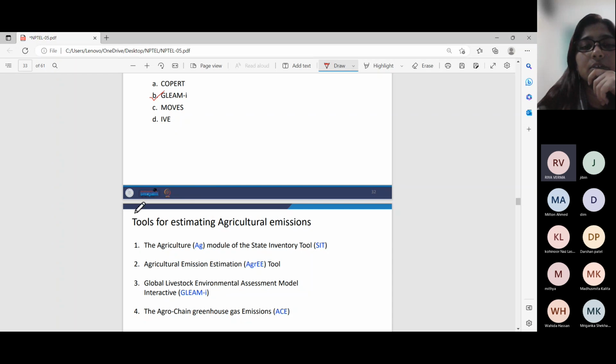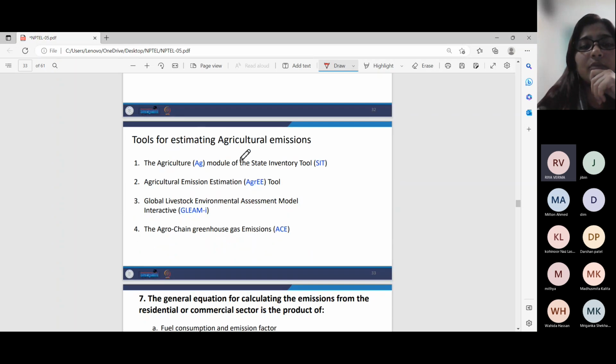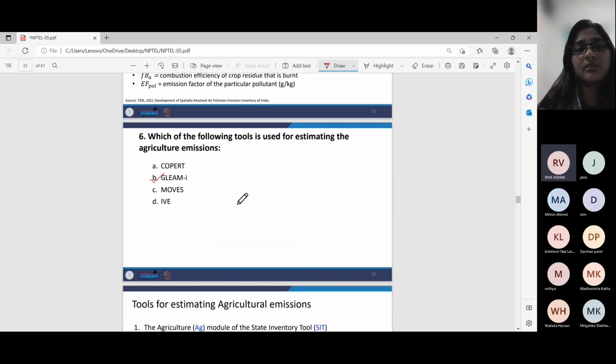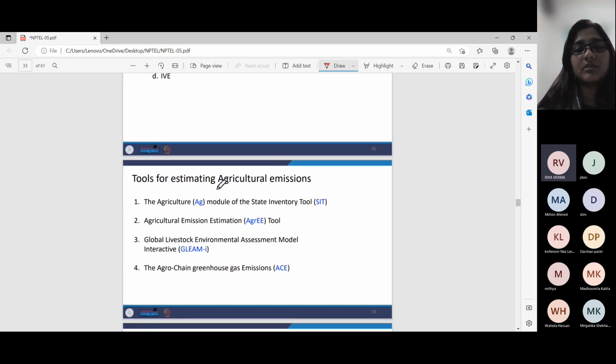So there are tools for estimating the agricultural emissions. Some of the software or tools that can be used to estimate your agricultural emissions include the AG module of the State Inventory Tool (SIT), the Agricultural Emission Estimation (AGRI) tool, then the Global Livestock Environmental Assessment Model Interactive (GLAMI), then the Agro Chain Greenhouse Gas Emissions tool, ACE. These are the tools that are used to estimate the agricultural emissions.